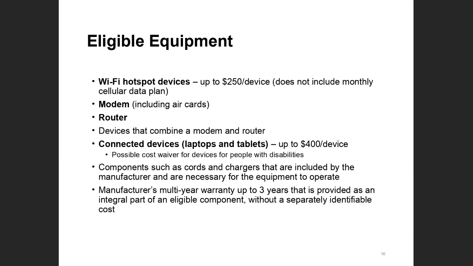Also, along with this equipment, things like cords and chargers that are just included are also covered, just anything that you actually need to make the equipment operate. Also, if you've got a bundled warranty that goes with the purchase, like let's say you get a 1-year warranty when you purchase a Chromebook, that's fine if that's all bundled in with the cost. If it has a separately identifiable cost, like a service plan that you tack on, then that wouldn't be eligible because it's unbundled. So bundled warranty is good, unbundled warranty is bad.